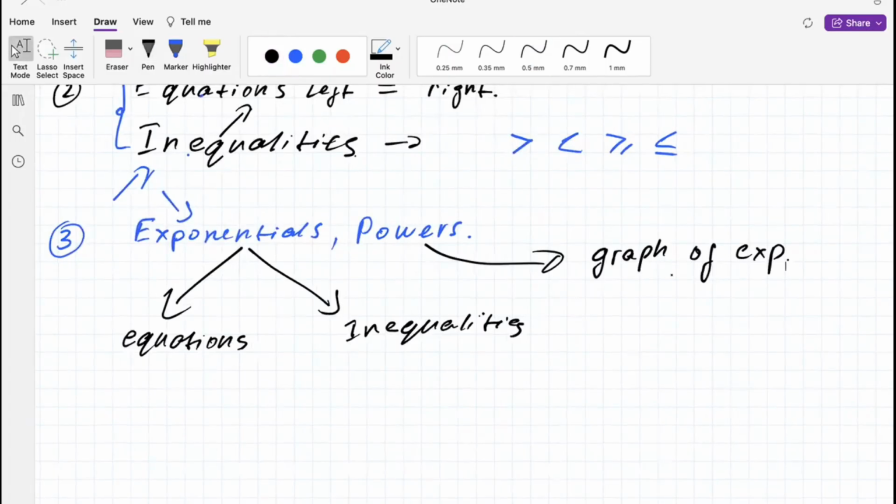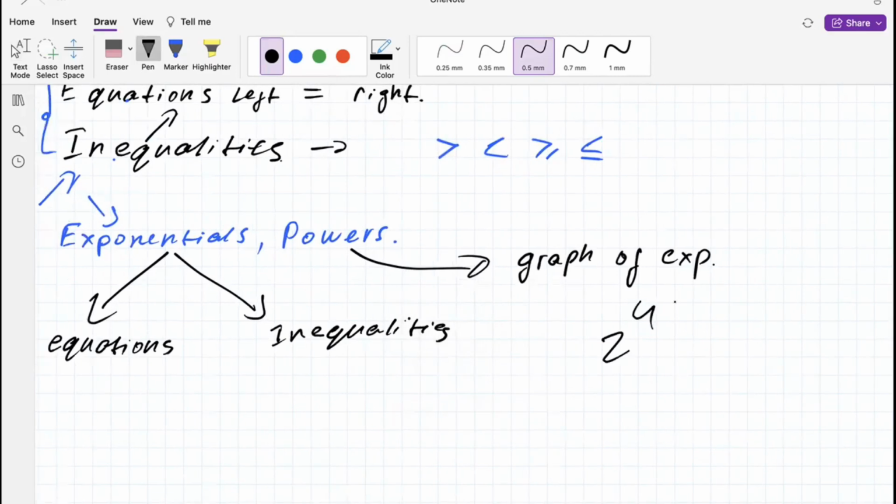I have a question. Exponentials is the same as powers, right? Yes, it's like 2 to the power of 4, and this is exponentials. Powers, yes. These are interchangeable words.